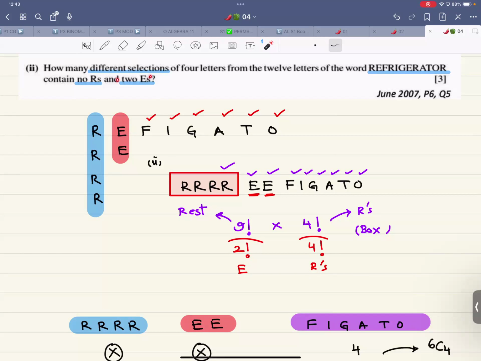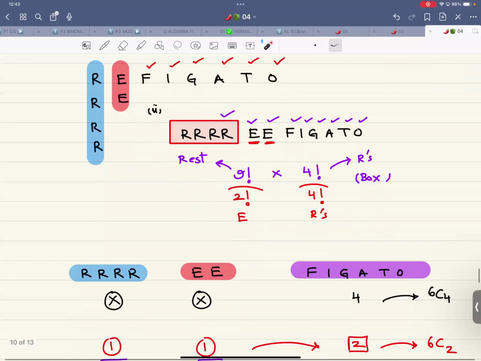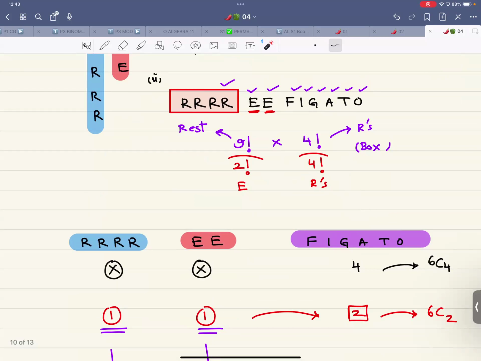How many different selections of 4 letters from the 12 letters of the word refrigerator contain no R's and 2 E's? So separate it out. This is the most important concept that usually comes, and this is the easy version. There were more difficult ones also, in which we had to write it down.